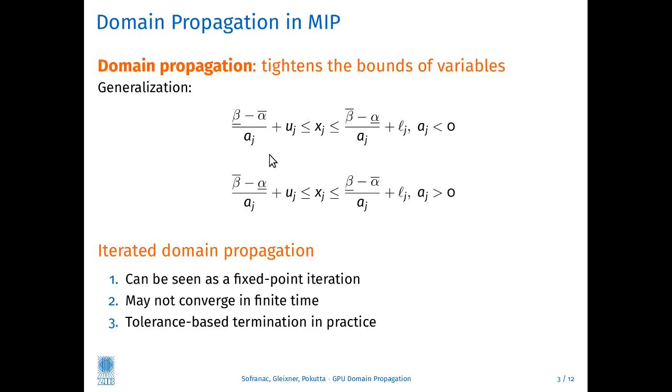These formulas are applied to each variable of the constraint and each constraint in the system. When it happens that several constraints share the same variable and the bound of that variable changes, we have to reapply these formulas to those constraints, which gives the domain propagation its iterative nature. This algorithm can be seen as a fixed point iteration, and as such, it has a unique greatest fixed point. However, it might not converge to this fixed point in finite time. To deal with this effect, most modern solvers impose tolerance-based termination criteria which stop the algorithm when the newly found bound changes become too small.